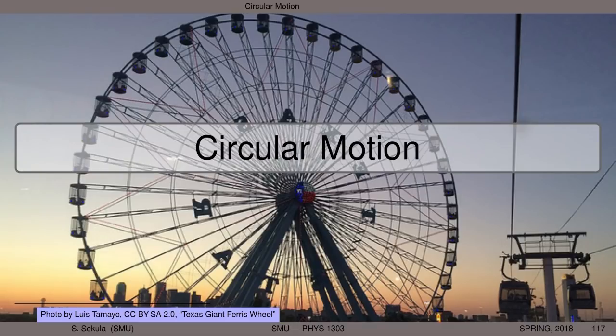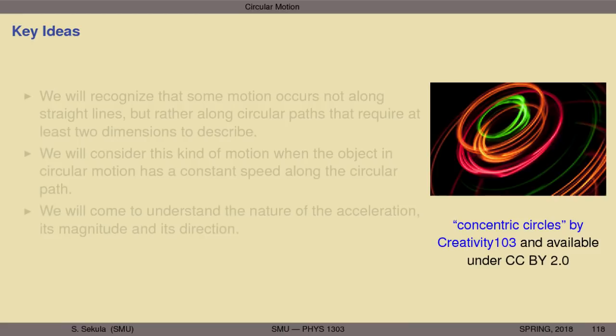Let's begin to explore the mathematical description of circular motion so that we can come to a deeper understanding of the interplay between speed and velocity and position, time and acceleration. The key ideas that we're going to encounter in this section of the course are the following.